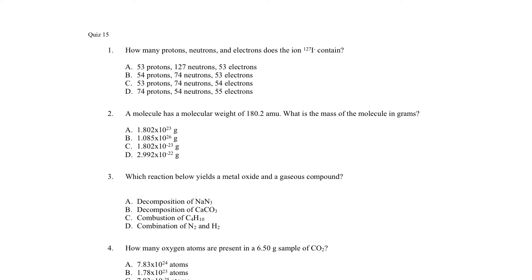How many protons, neutrons, and electrons does an iodine 127 ion contain? With our periodic table open, iodine is atom number 53. And so it's going to have 53 protons, one more electron, so it's going to have 54 electrons. And then the difference between 127 and 53, so 127 total protons and neutrons minus 53 protons gives us the number of neutrons, which would be 74. So answer C.